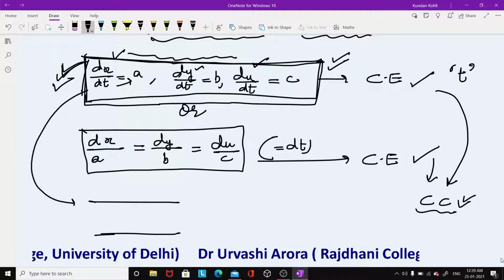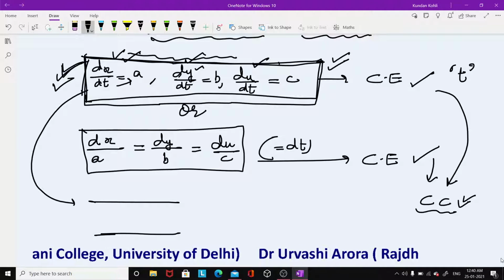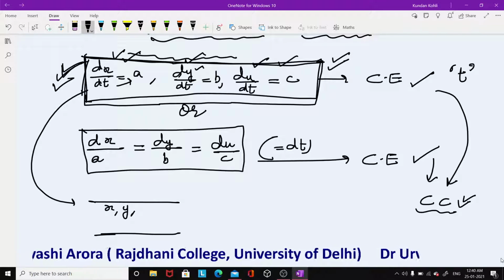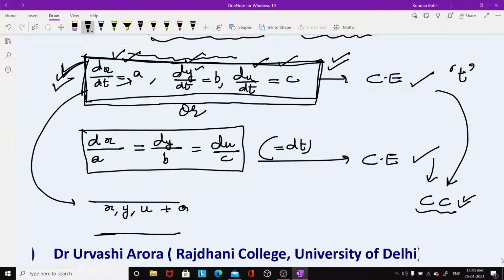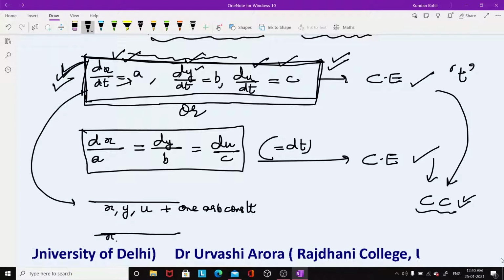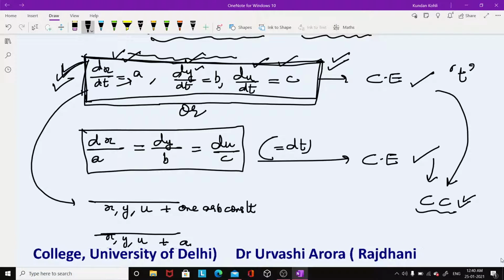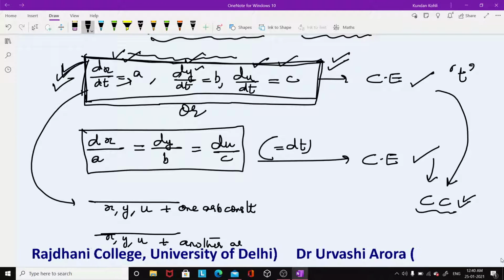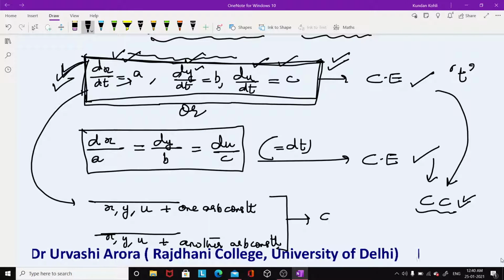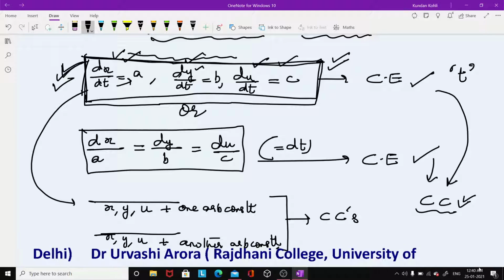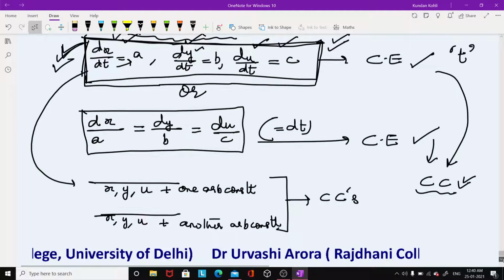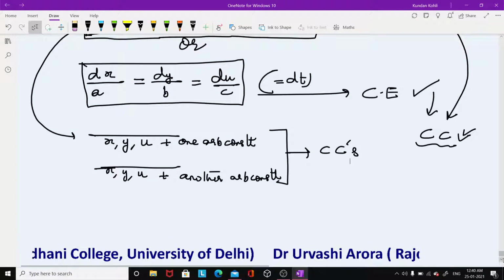So when you solve this system of first order ordinary differential equations, two solutions will be obtained, because only two equations are independent. Which means you will get one relation involving x, y, u plus one arbitrary constant when you integrate these equations, and the other relation will again be a relation in x, y, u plus another arbitrary constant. If you consider these equations together, they will represent characteristic curves. So characteristic curves will be given by taking together these two relations.